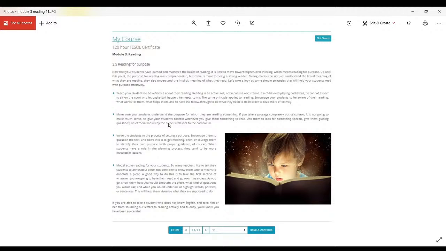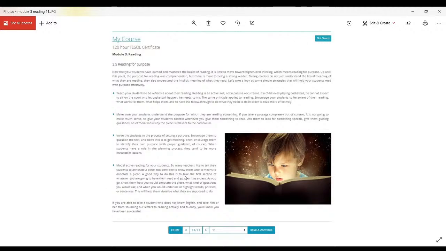Make sure your students understand the purpose for which they are reading something. If you take a passage completely out of context, it is not going to make much sense, right? Invite the students to the process of setting a purpose. And lastly, model active reading for your students. Many teachers like to tell their students to annotate a piece, but don't like to show them what it means to annotate a piece.